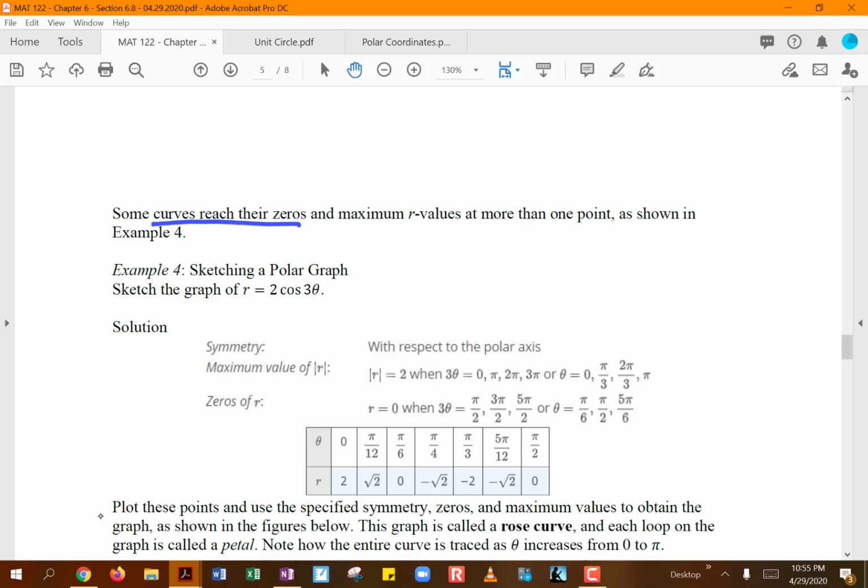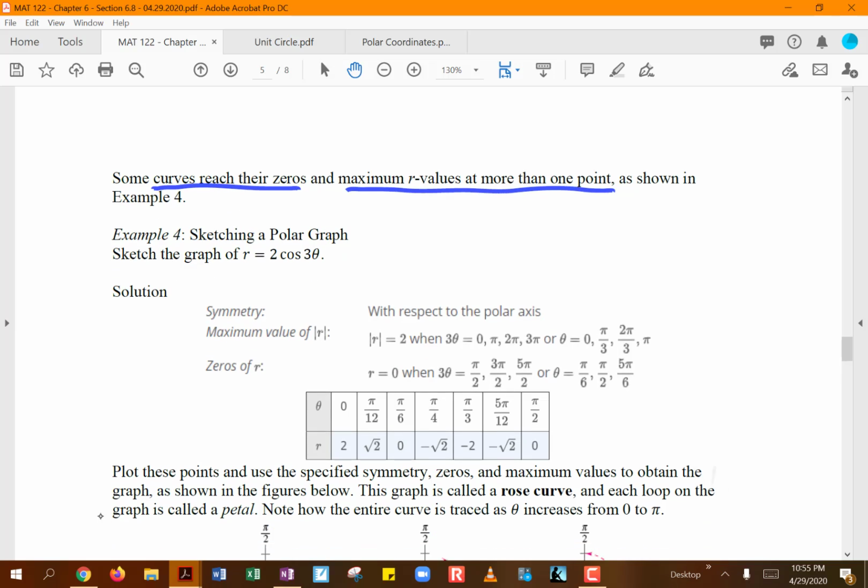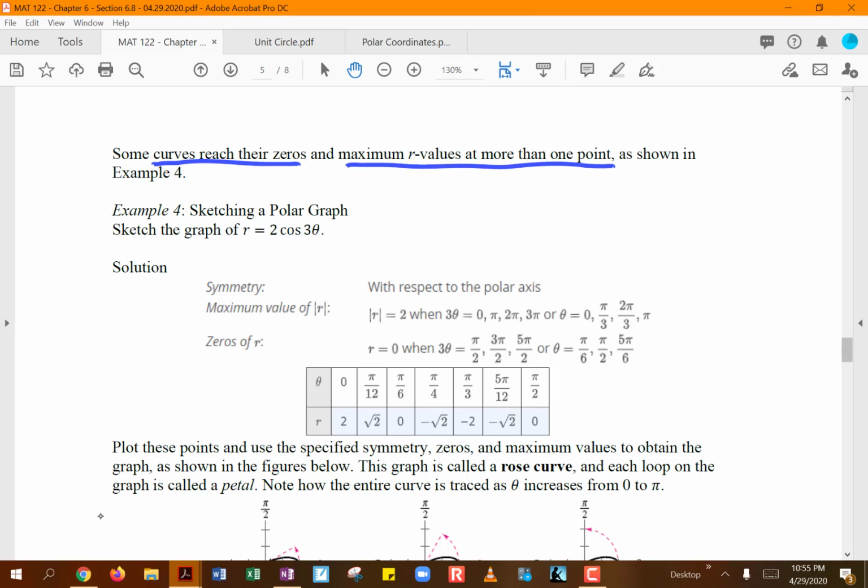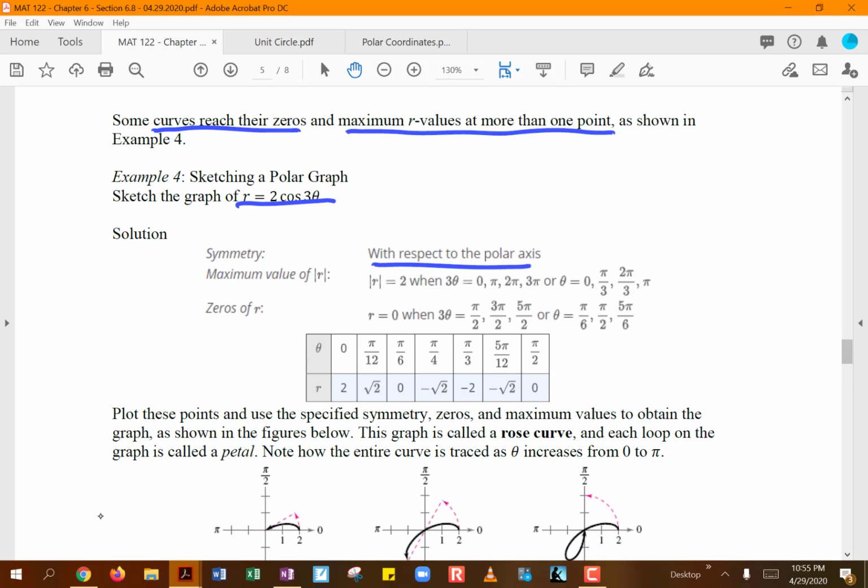Alrighty, so they are saying some curves can reach their zeros and maximum r values at more than 1 point. So you can actually have multiple points, as you will see here in this example 4. We are sketching the graph of r equals 2 times cosine of 3 theta. Again, being a cosine function, you're going to have symmetry with respect to the polar axis, but use those 3 tests of symmetry to verify you don't have more than that.